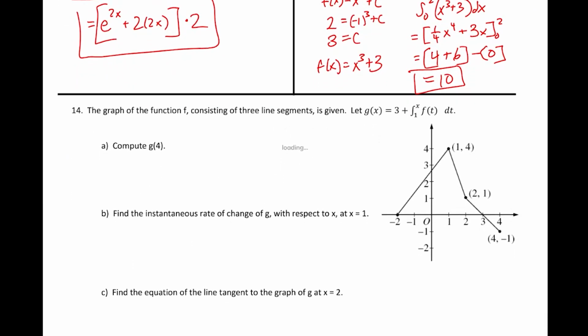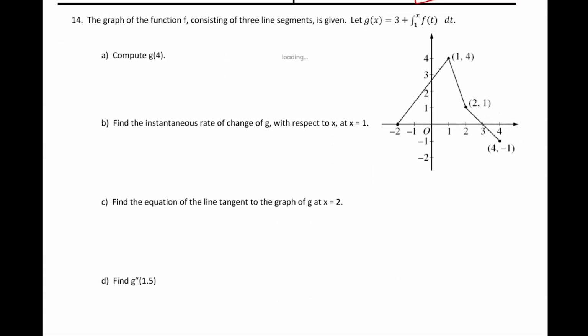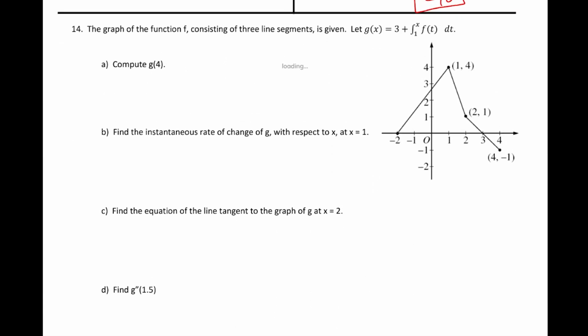Number 14. Ooh, this is a multi-step problem. All right. The graph of a function f consists of 3 line segments. So we got one here, here, and here. g of x is given by this function. Oh, almost left the dt off there. Okay. And so first it wants g of 4.